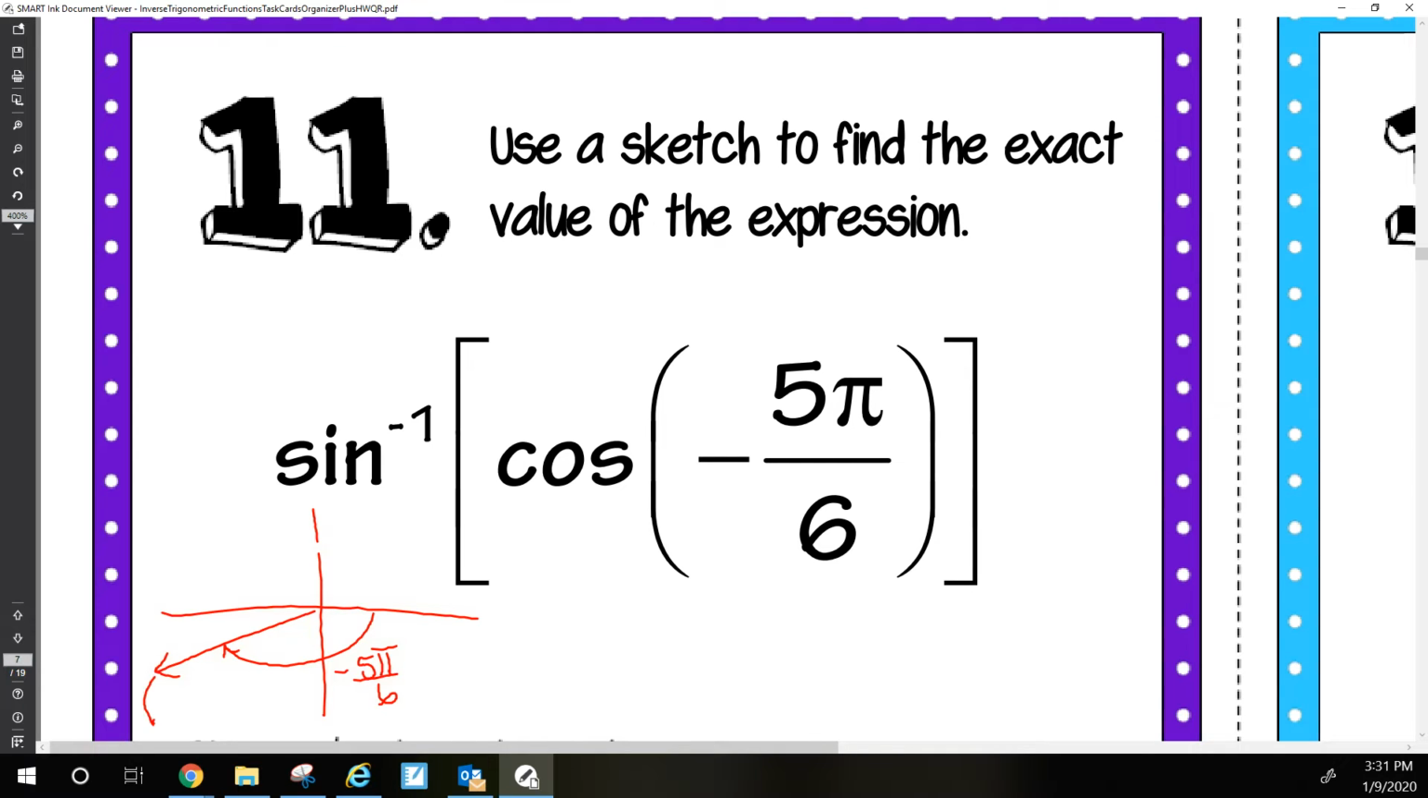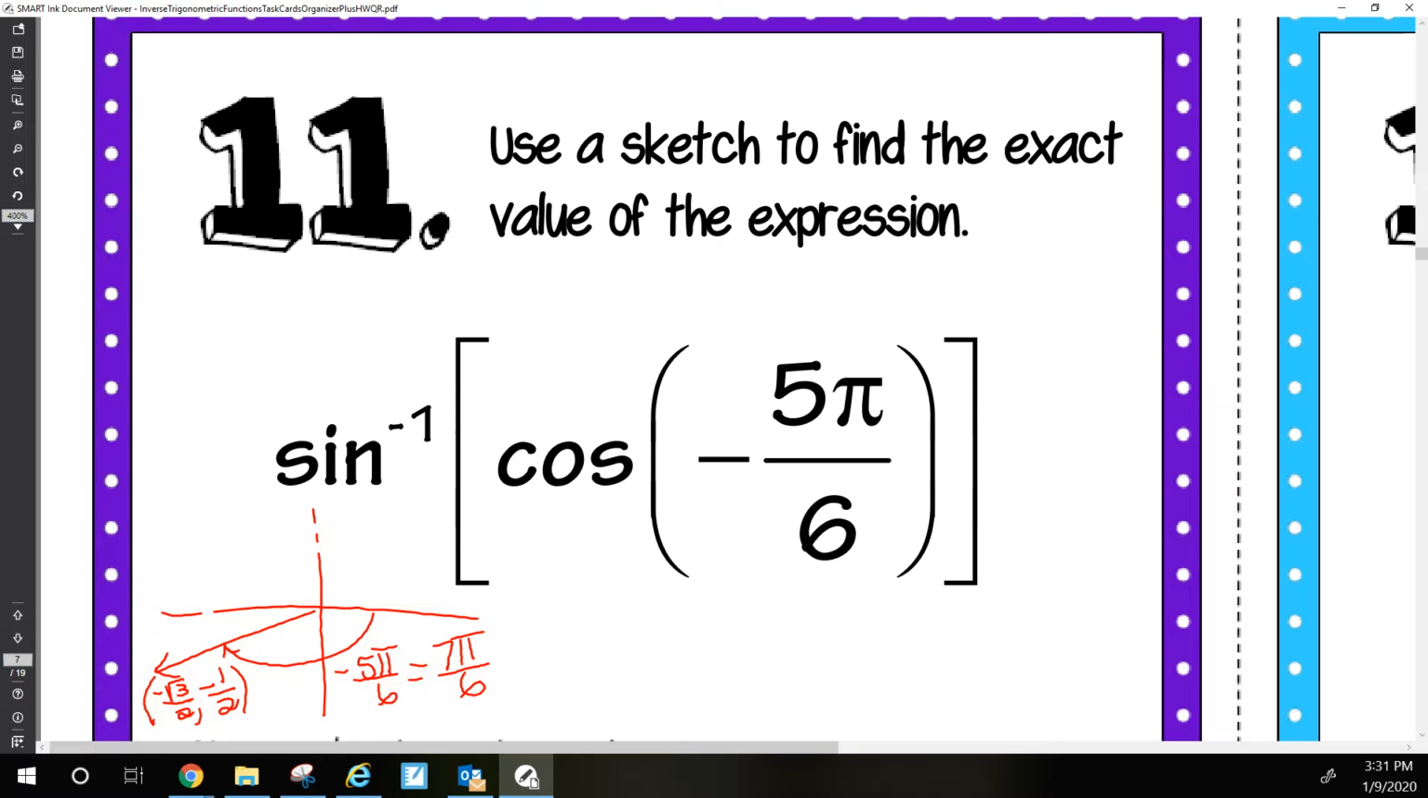That would be negative square root 3 over 2, negative 1/2. Remember, that's the same thing as a positive 7 pi over 6, which is on our unit circle, and that's the point for it.